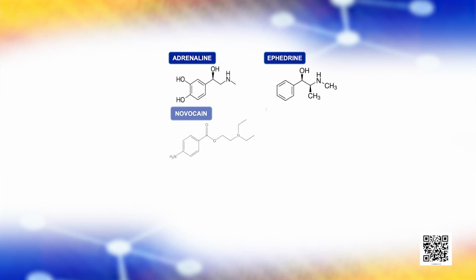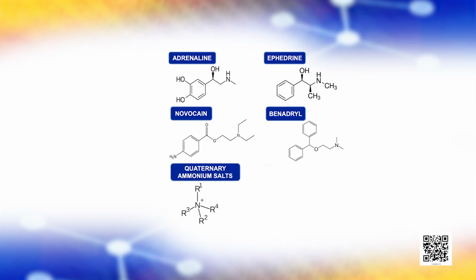Two biologically active compounds, namely adrenaline and ephedrine, both containing secondary amino group, are used to increase blood pressure. Novocaine, a synthetic amino compound, is used as an anesthetic in dentistry. Benadryl, a well-known antihistaminic drug, also contains tertiary amino group. Quaternary ammonium salts are used as surfactants. Diazonium salts are intermediates in the preparation of a variety of aromatic compounds including dyes.